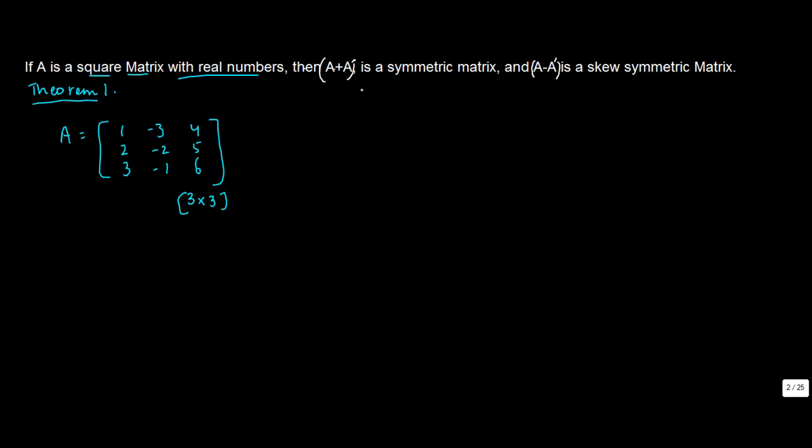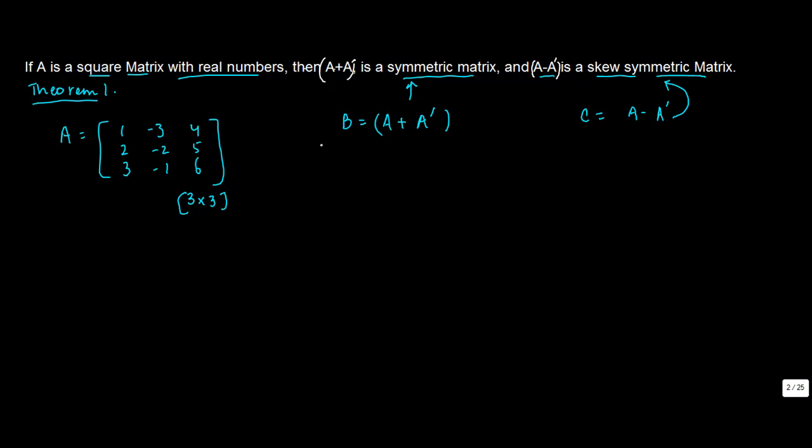Then A plus A dash is a symmetric matrix. Let's call this B. Let B be equal to A plus A dash. We are given that if A is a square matrix with real numbers, and B is equal to A plus A dash or A transpose, then B has to be a symmetric matrix, right? Similarly, we are also told that A minus A dash is a skew symmetric matrix. So let's call this C equals A minus A dash. Then according to this theorem, C has to be a skew symmetric matrix.